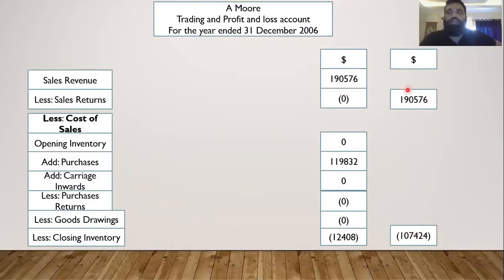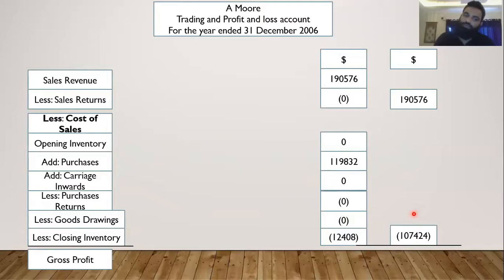So now I have turnover, which is similar to my sales revenue. I have cost of sales. If I subtract this number and this number, what would I get? I will get gross profit. Okay? Oh, so I thought you said I have to get the exact amount. Yeah. So gross profit would be 83,152.